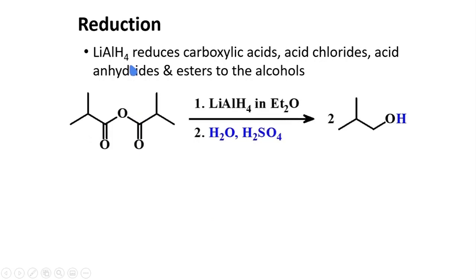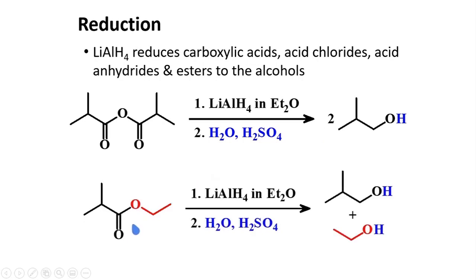On to reduction. Lithium aluminum hydride reduces carboxylic acids, acid chlorides, acid anhydrides, and esters to alcohols. This is an example of an anhydride. Lithium aluminum hydride can convert this to two equivalents of an alcohol. This is an ester. Lithium aluminum hydride can convert this part into an alcohol to form this one. This bond will break to form your alcohol coming from the alkoxy group.